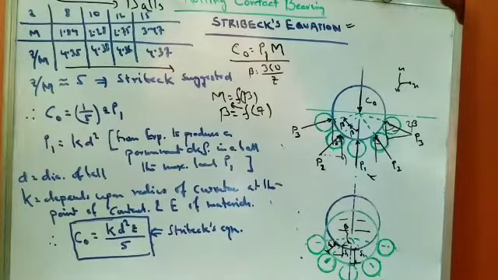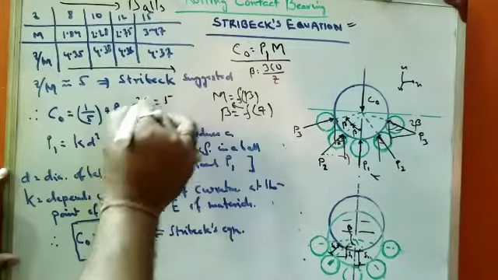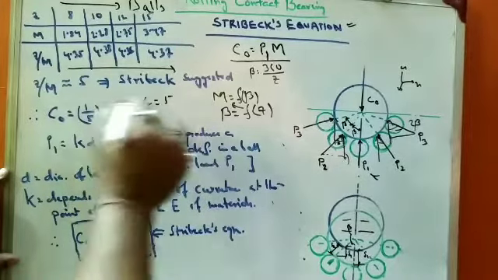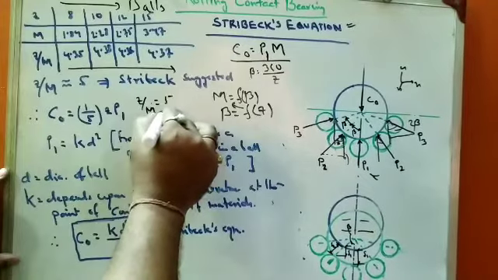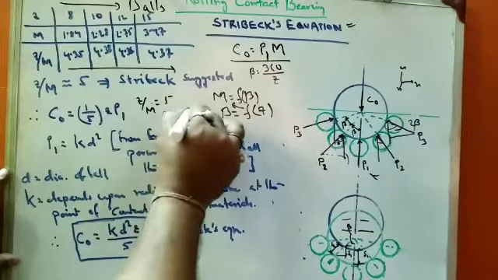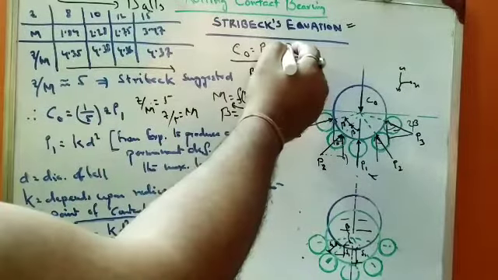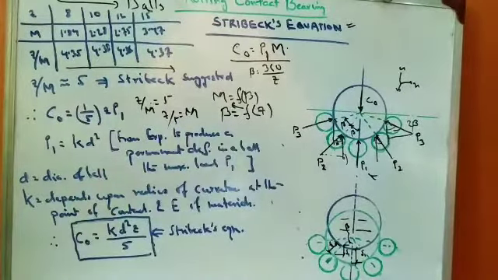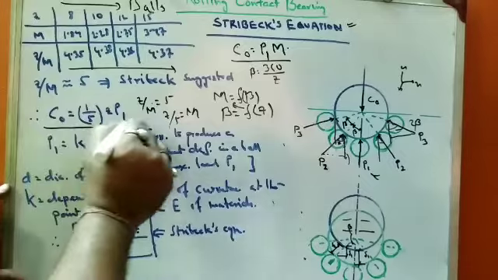So from this we replace m. If z by m is taken as 5, then normally m is taken as z by 5. We put this value in place of m and we get that C0 equals 1/5 z into P1. See, we get C0 equals 1/5 z into P1.